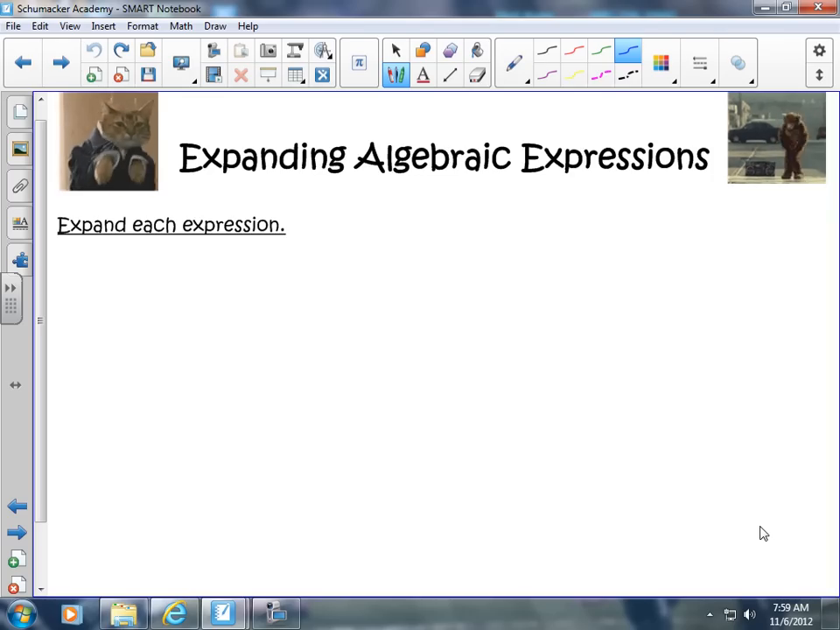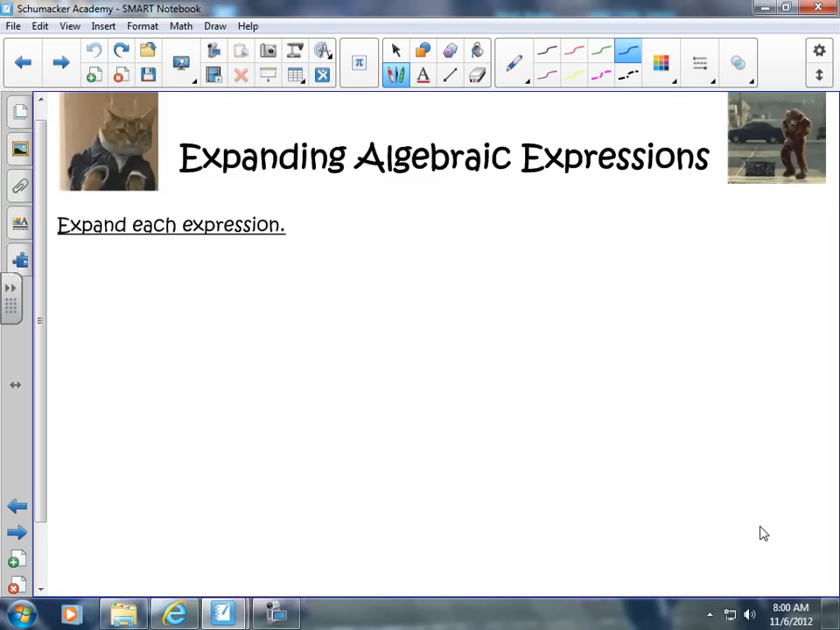Welcome back. Today we're going to continue our conversation on simplifying algebraic expressions with this part, which is expanding algebraic expressions. So basically what we're going to do in this case is simplify using the distributive property. Let's go ahead and make sure we review the distributive property and that you understand how to use it.